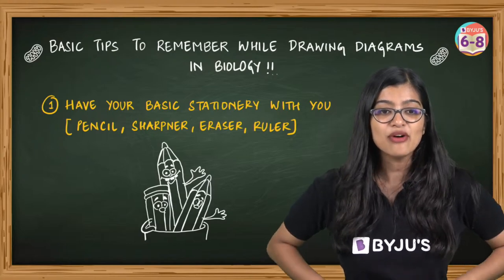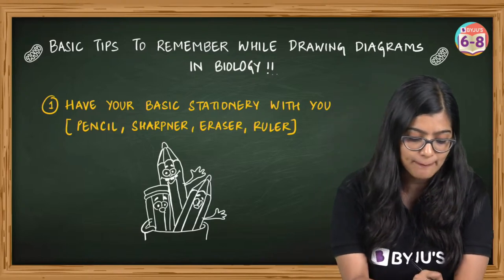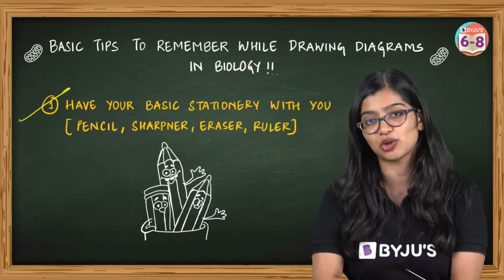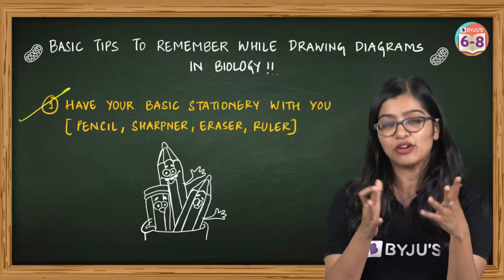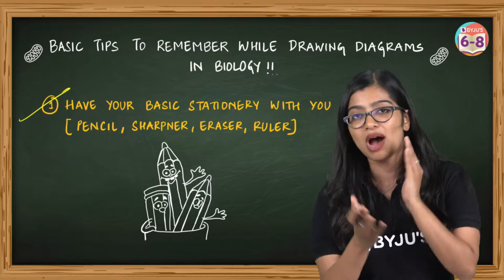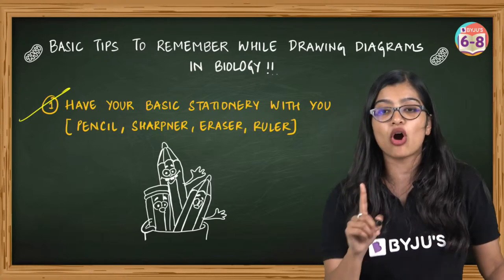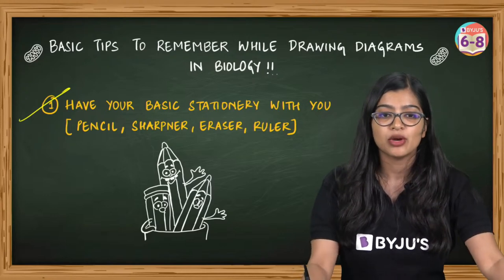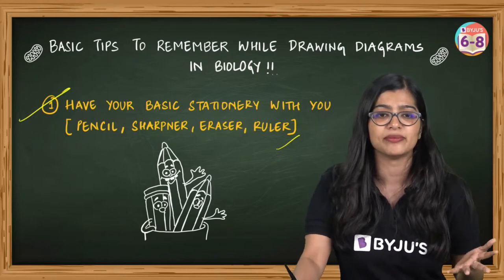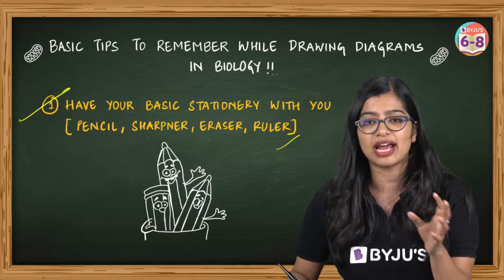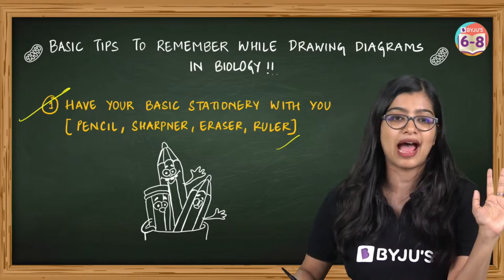Yes. So now, as you can see, the first thing is to have your basic stationery with you at all times, which means that whenever you have your science paper, or as a matter of fact, all papers, and when you are sitting down to draw your diagrams, doing your assignments, have your basic stationery with you: your pencils, your sharpeners, your eraser, ruler. This much is enough. All you need to do is to have these basic things. The rest of it are all add-ons.